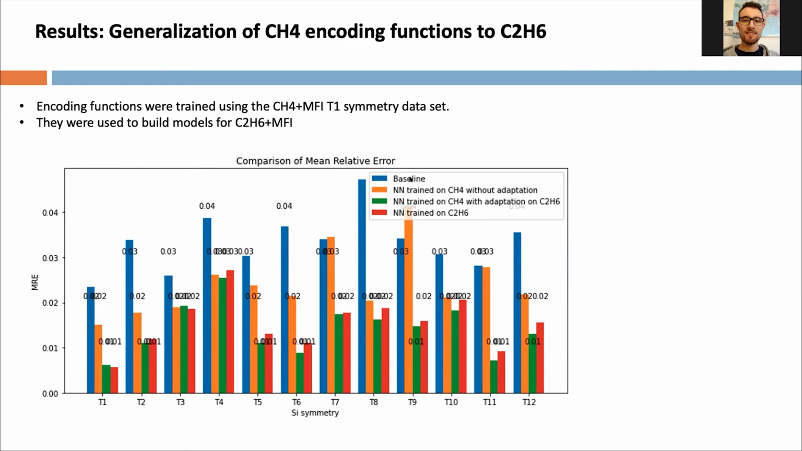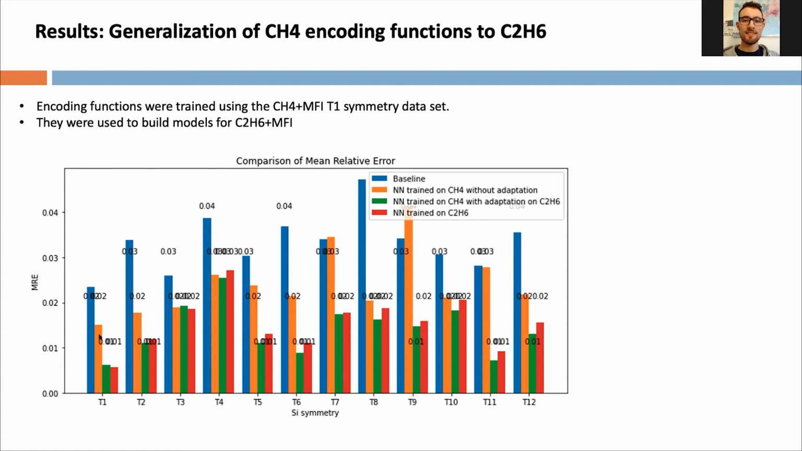So here in blue, this is the baseline. This is the pure Lennard-Jones potential. In orange here, this is the model for C2H6 using the CH4 encoding functions with no additional training using the methane data set. Green here, we use the CH4 functions as the initial conditions, and then we trained for an additional, I believe, 50 epochs using the methane data. And then red is the neural network trained directly on C2H6.